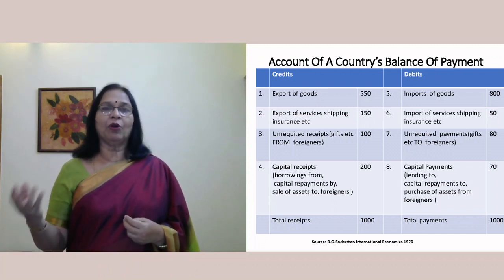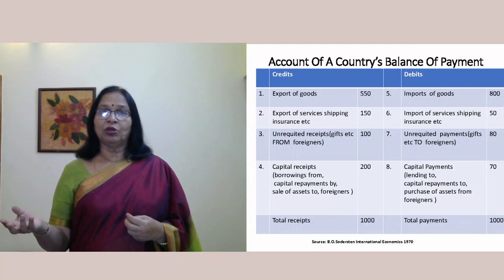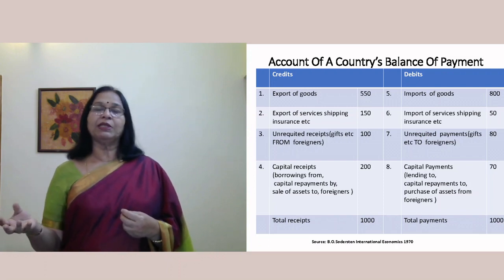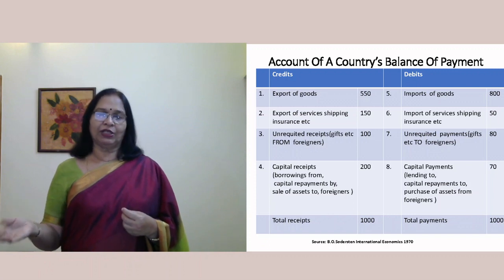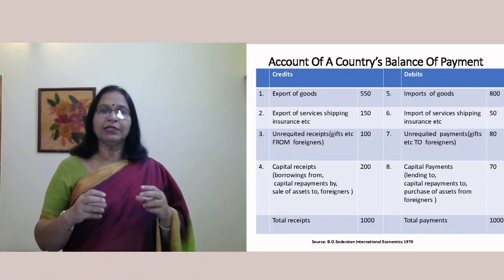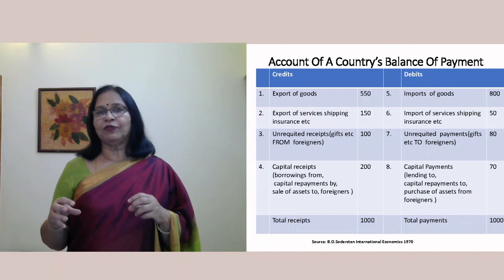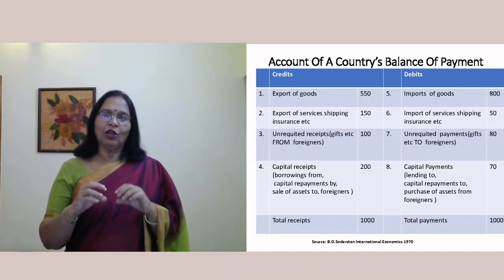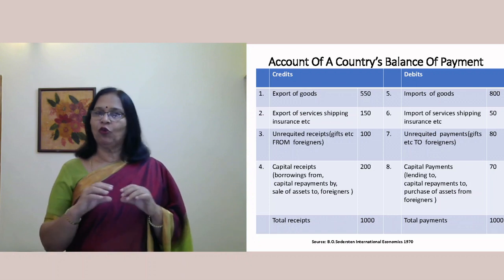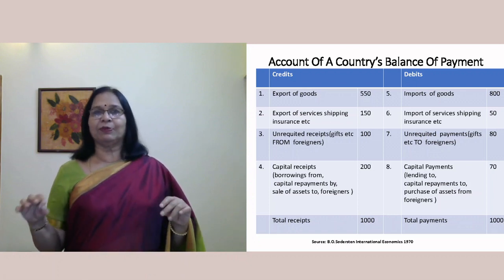A person going abroad for tourism purposes, then we have to make payment to that country. So these items, the export and import of services, are called the invisible items of trade. We are not able to see these items, and therefore we categorize them as invisible items of trade.